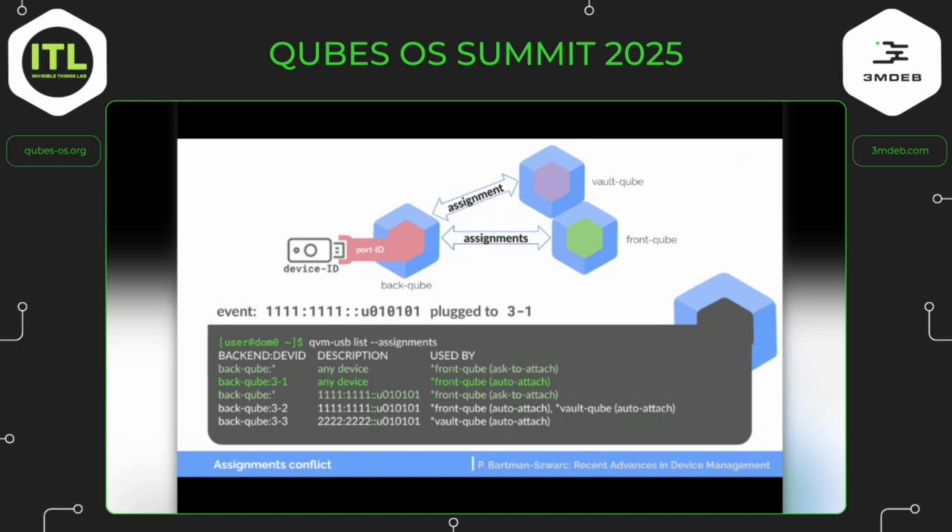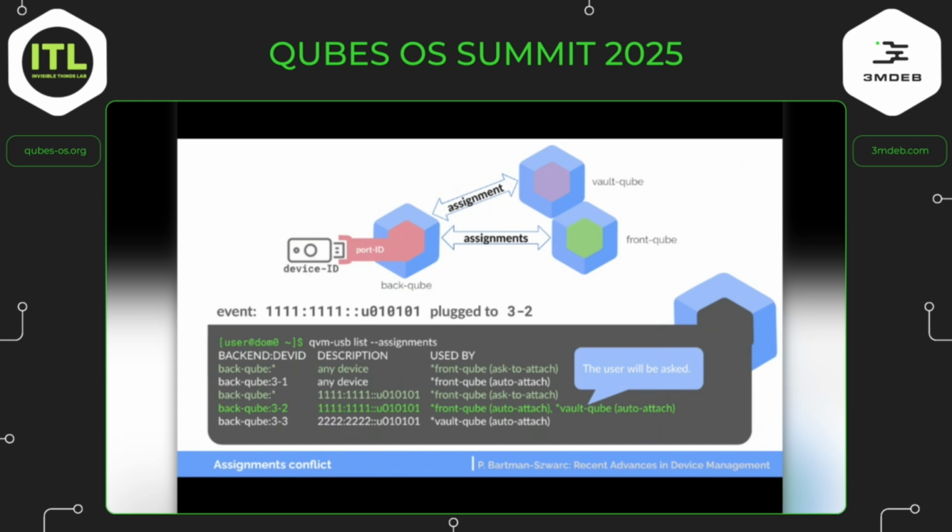We have to keep in mind that port ID has a higher priority than device ID. So the assignment where we specify the port ID but not the device ID has priority over the one with only the device ID. And in this case, we have auto-attachment of this device to the front cube without asking the user. So even if we have several assignments and two of them want to ask for permission, but this one does not want to ask, we have auto-attachment without asking.